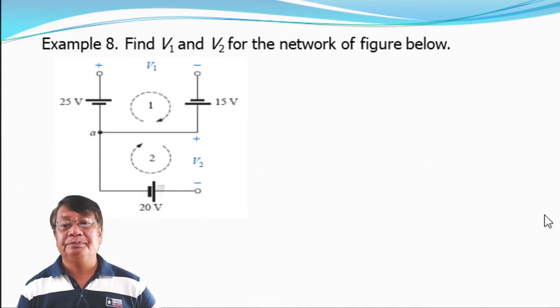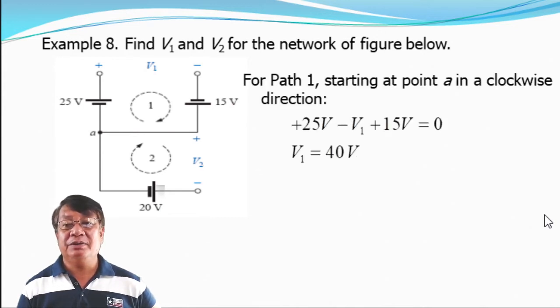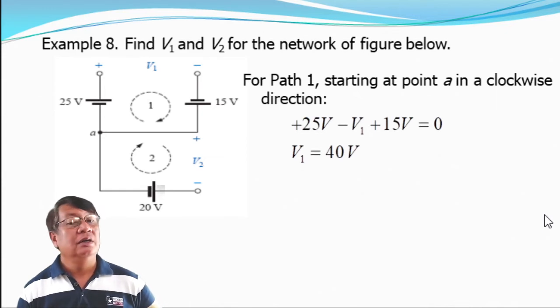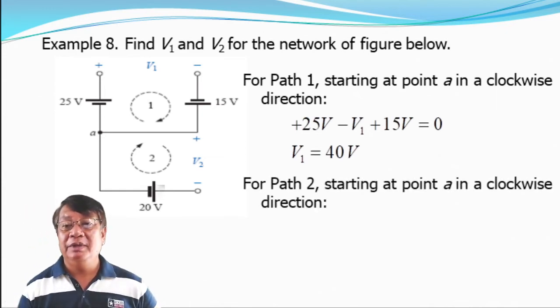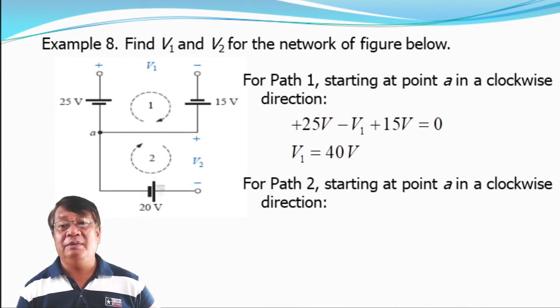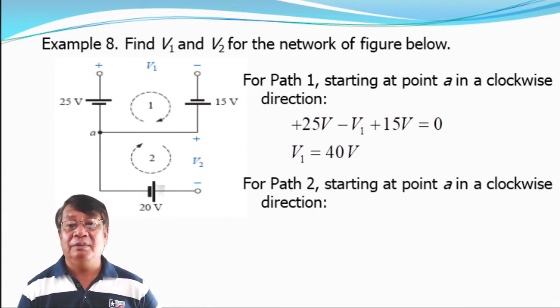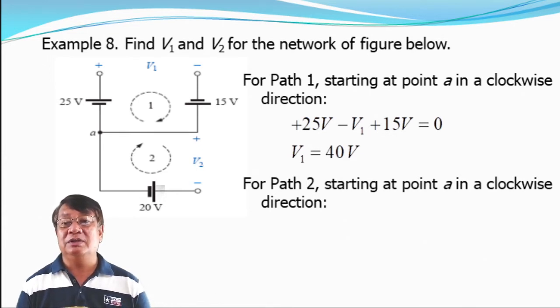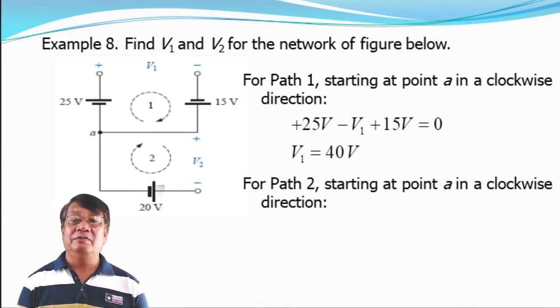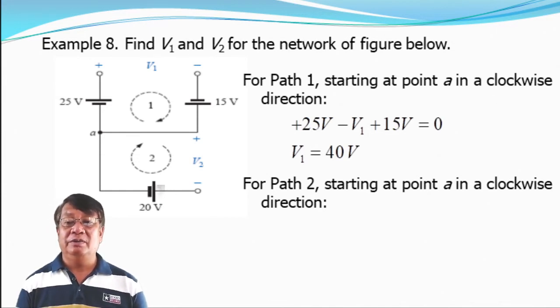Okay, so using path 1, the upper loop, this is minus plus, so we have plus 25 volts. This is plus minus, so this is minus V sub 1. This is minus plus, so this is plus 15 volts. So 25 minus V sub 1 plus 15 is equal to 0 according to Kirchhoff's voltage law. Simplifying, we solve for V sub 1 equal to 40 volts.